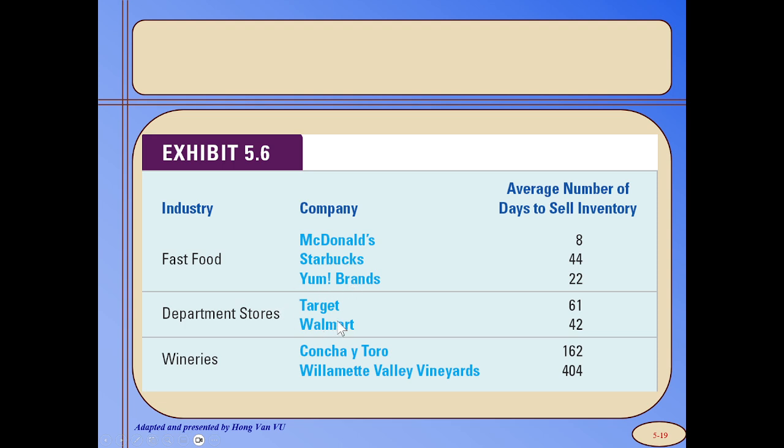See if you can come up with some explanation for the difference in inventory turnover between the department store industry and the fast food industry, right? Okay.